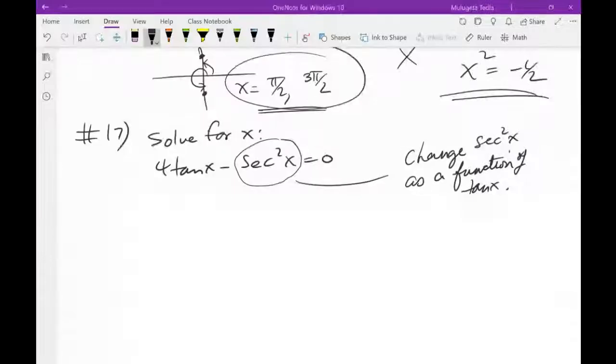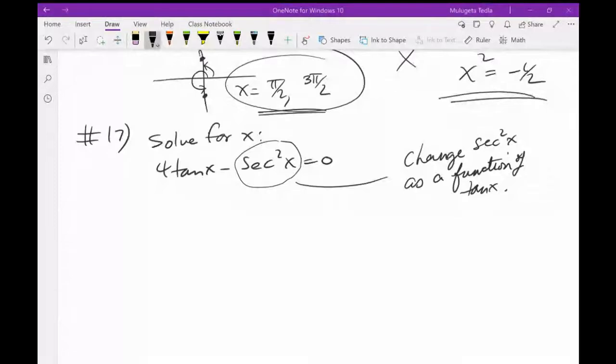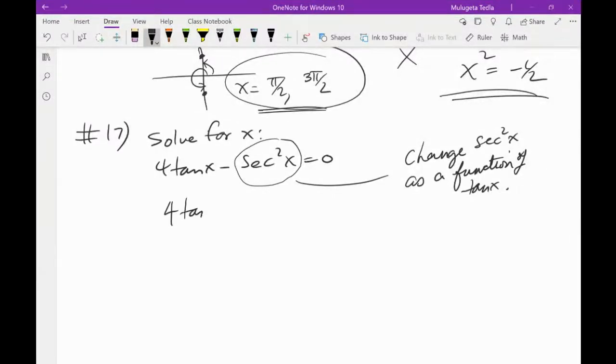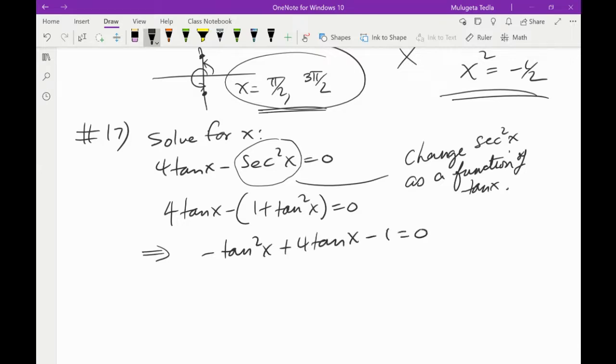Which is 1 plus tan squared. So this is 4 tan x minus 1 plus tan squared of x equals 0. This looks like a quadratic function. Minus tan squared of x plus 4 tan x minus 1 equal to 0, isn't it? Or you can multiply both sides by a negative sign, then you have positive tan squared x minus 4 tan of x plus 1 equal to 0.